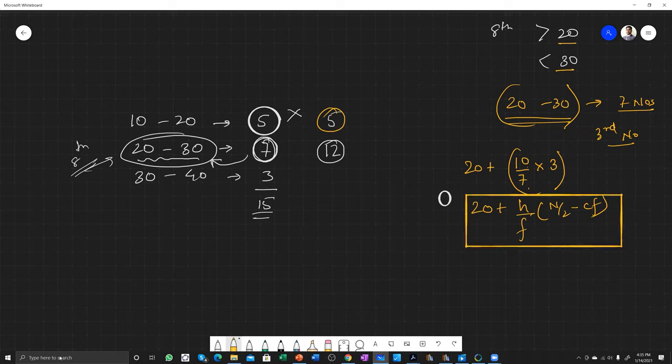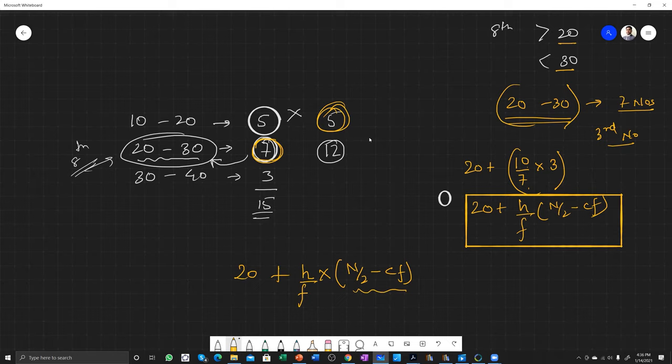That is what I was trying to explain. Hence, the lower limit of the median class plus h divided by the number of times the numbers were there, so 7 here in this case, h by f. Then I took the difference between N by 2 minus the cumulative frequency of the previous class, which is 5 here. So 8 minus 5 is this. Now, is it clear why this formula comes? This is nothing but linearization.